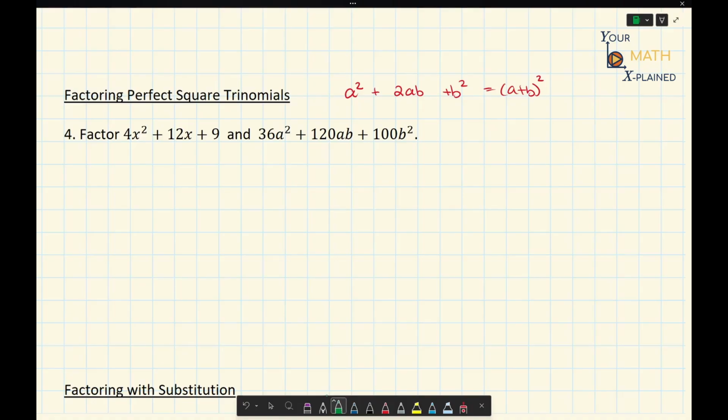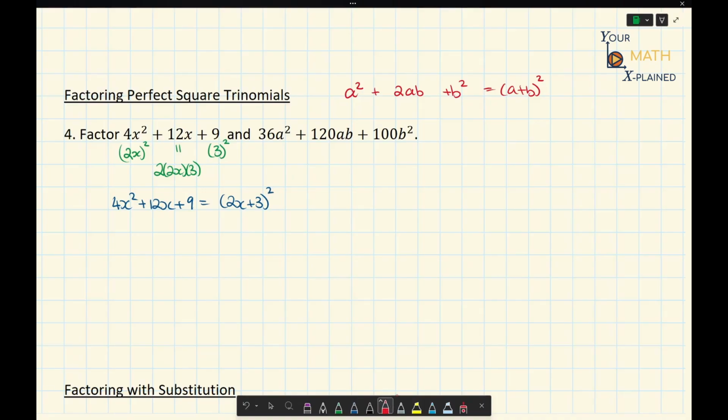So let's take a look at our two examples here. The first one, we have 4x squared, so this is 2x all squared. And then our c here is 9, which is equal to 3 squared. So now we just need to check whether or not the middle term is exactly twice the product of their roots. Meaning, is 12x equal to 2 times 2x times 3? And we can see that 2 times 2x times 3 is exactly 12x. So therefore, this expression, 4x squared plus 12x plus 9, can be factored into 2x plus 3 all squared.